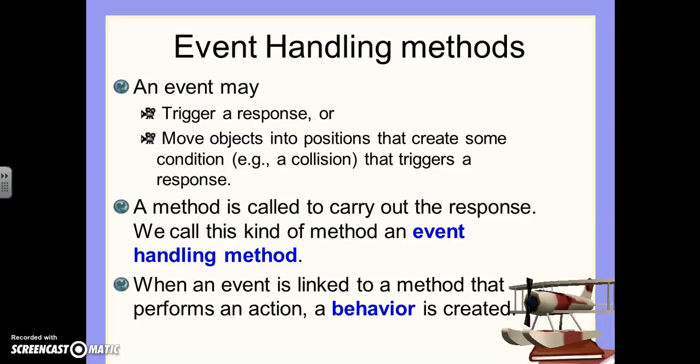Maybe we have a collision function that we want to write with some type of expression that might trigger a specific response. A method is called to carry out the response. We can call that kind of method an event handling method. So we have methods, we have class level methods, now we have event handling methods. And then when an event is linked to a method that performs an action, we consider this to be a behavior.